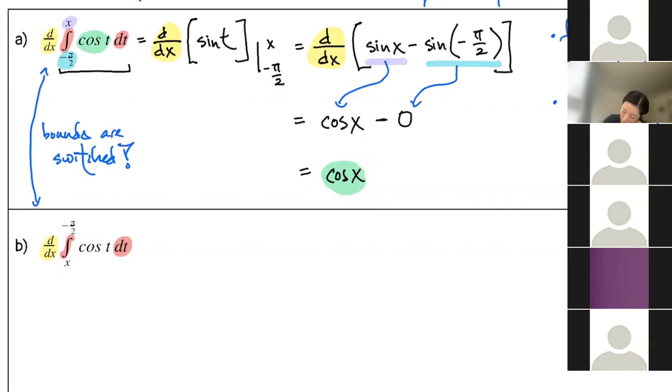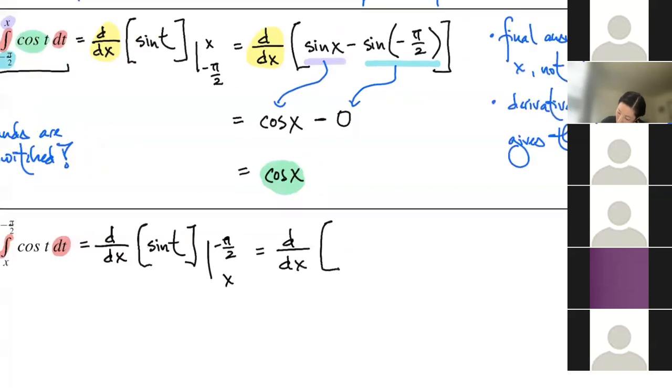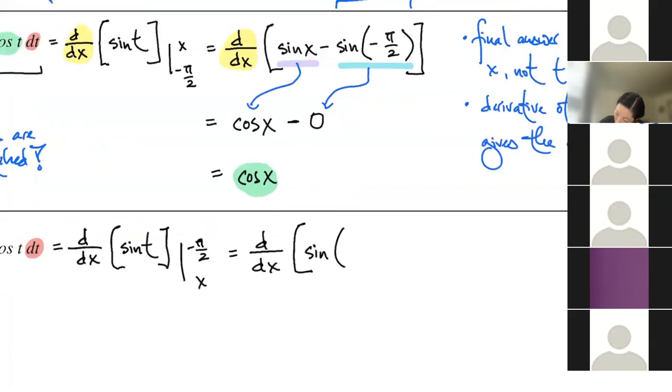So let's see. All right, let's go through this the long way one more time. d dx, I'm going to keep my derivative out front. I know the antiderivative of cosine is sine. I'm going to plug in negative pi over 2. I'm going to plug in x. And so I get the derivative of sine of negative pi over 2 minus sine of x. All right, so there's my derivative. I'm following it all the way through.